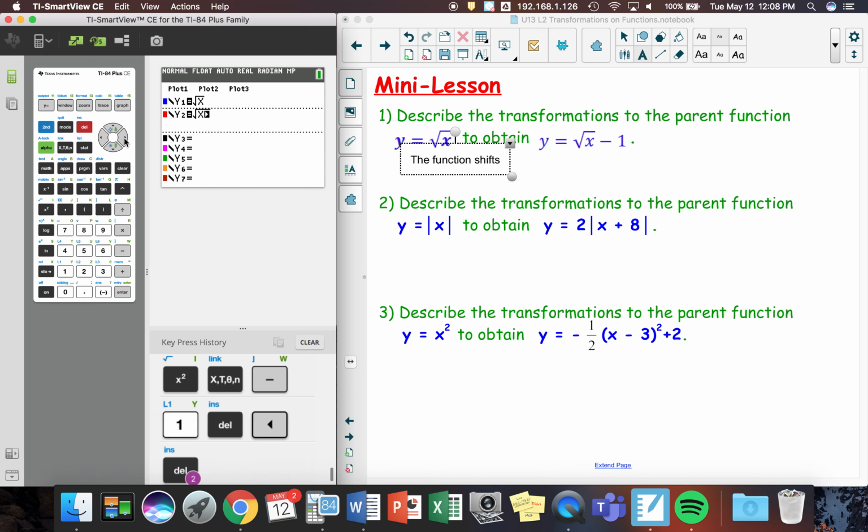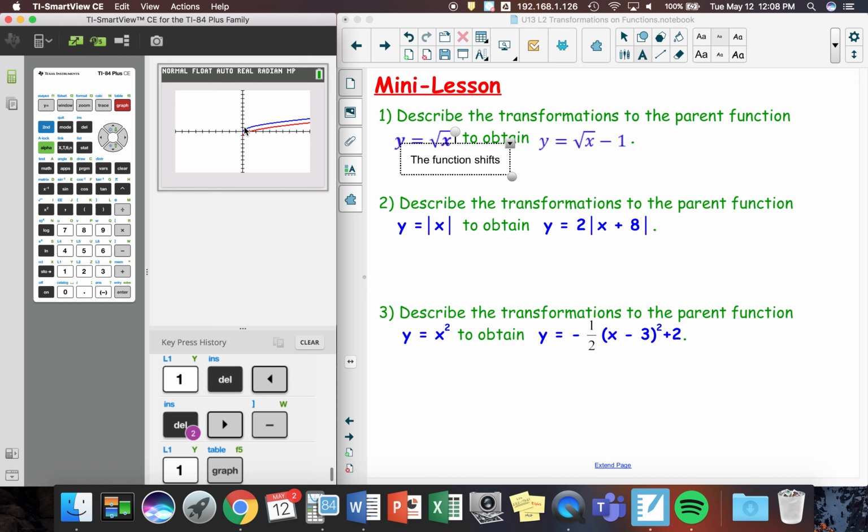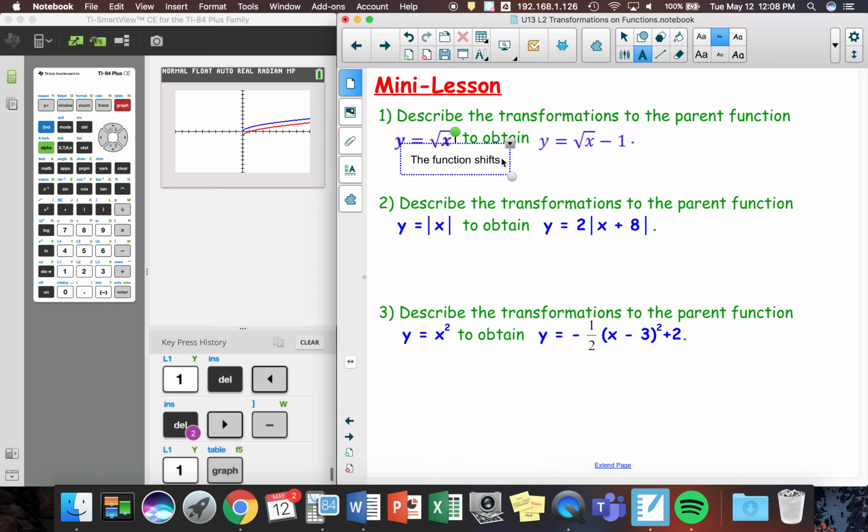Instead, what you're going to want to do, you want to press the right arrow to get out of that bar, and then type in minus 1. Okay? And here, we can see that it shifts down 1. And that all makes sense. It's supposed to shift down since it's on the outside. Shifts down 1 unit.